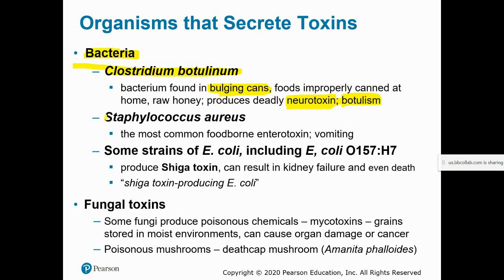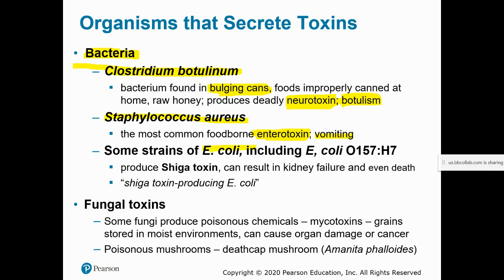Then we also have something called Staph aureus. Staph aureus produces the most common foodborne enterotoxin, so again, affecting the GI tract. A major symptom would be vomiting, again your body trying to expel or get rid of that harmful toxin.